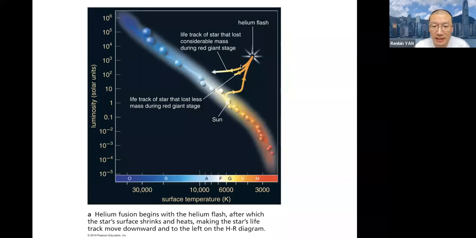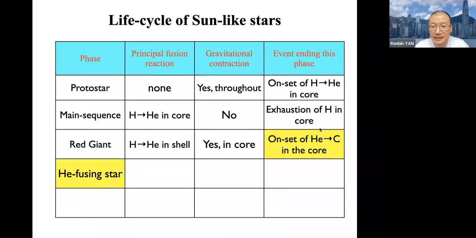Because the core expands, the temperature around the core also drops, so that the total energy production gets a little lower than the end stage of the red giant. So the luminosity drops, and the star also shrinks a little bit, so that it moves to this region of the HR diagram, and the star enters a new phase. So basically at the end of the red giant, we have ignition of helium into carbon in the core, and then we start a helium fusing star.